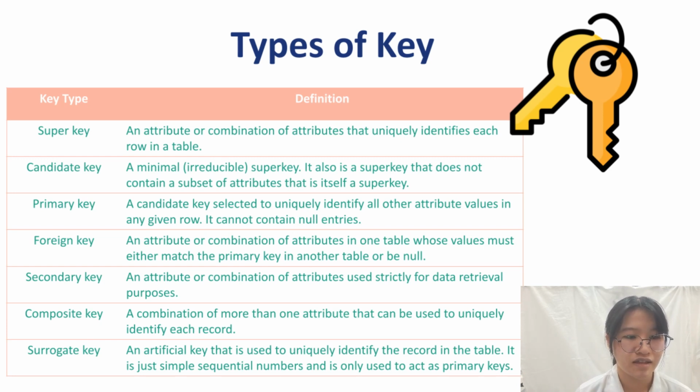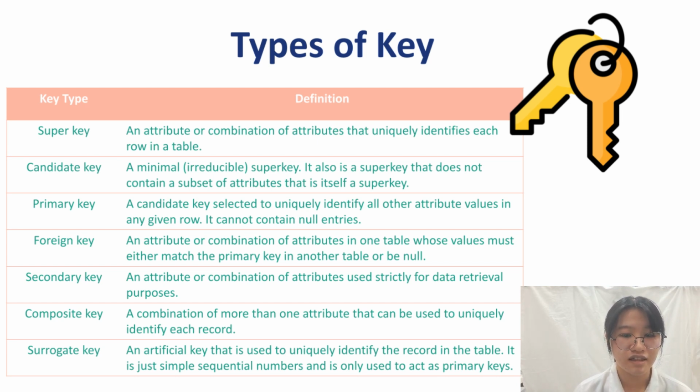Secondly, a candidate key is a minimal super key. It is also a super key that doesn't contain a subset of attributes that is itself a super key. Thirdly, a primary key is a candidate key selected to uniquely identify all other attribute values in any given row. It cannot contain null entries. Fourthly, a foreign key is an attribute or combination of attributes in one table whose value must either match the primary key in another table or be null.